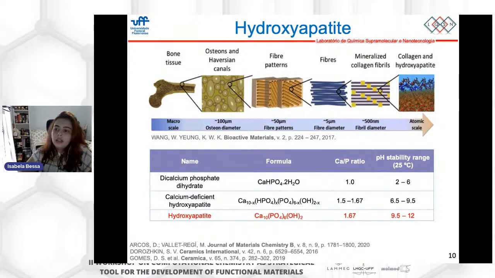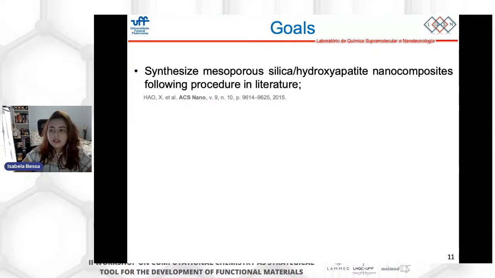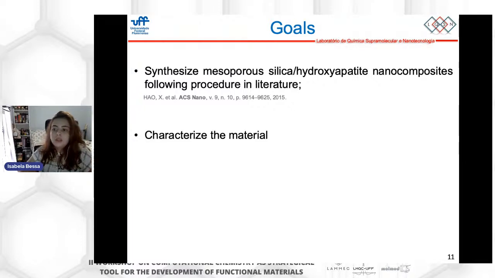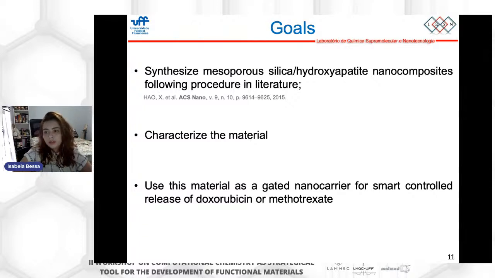Hydroxyapatite is an inorganic material that forms bone tissue. Hydroxyapatite is characterized by a calcium-phosphorus ratio of 1.67 and presents stability in high pH values. Therefore, in the cancer cell environment, hydroxyapatite undergoes hydrolysis, forming dicalcium phosphate. So the main goal of this work is to synthesize a core-shell structure formed by a core of hydroxyapatite and a shell of mesoporous silicon nanoparticle, followed by characterization with several techniques. Later, the nanocomposite will be used as a gated nanocarrier for smart controlled release of doxorubicin or methotrexate.